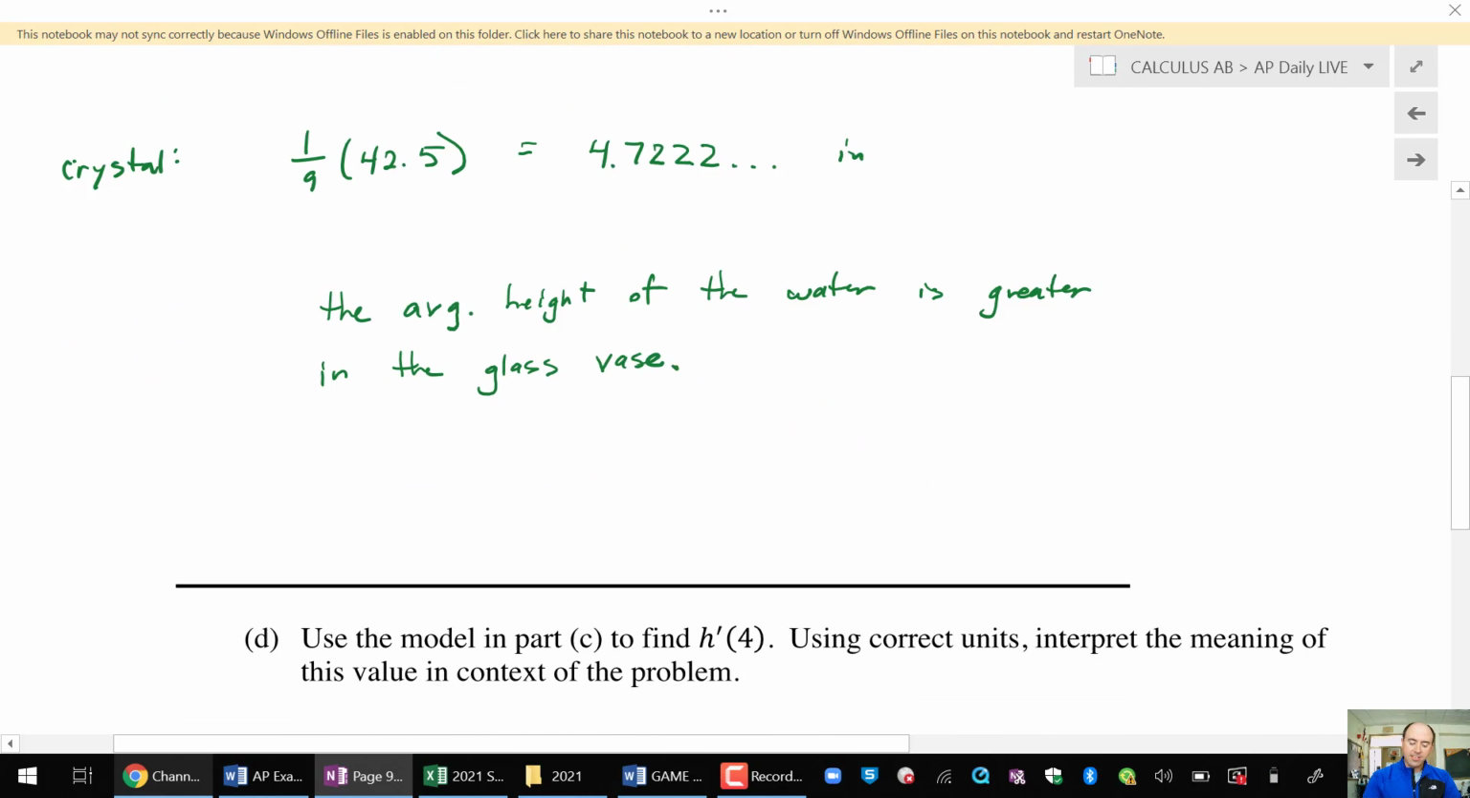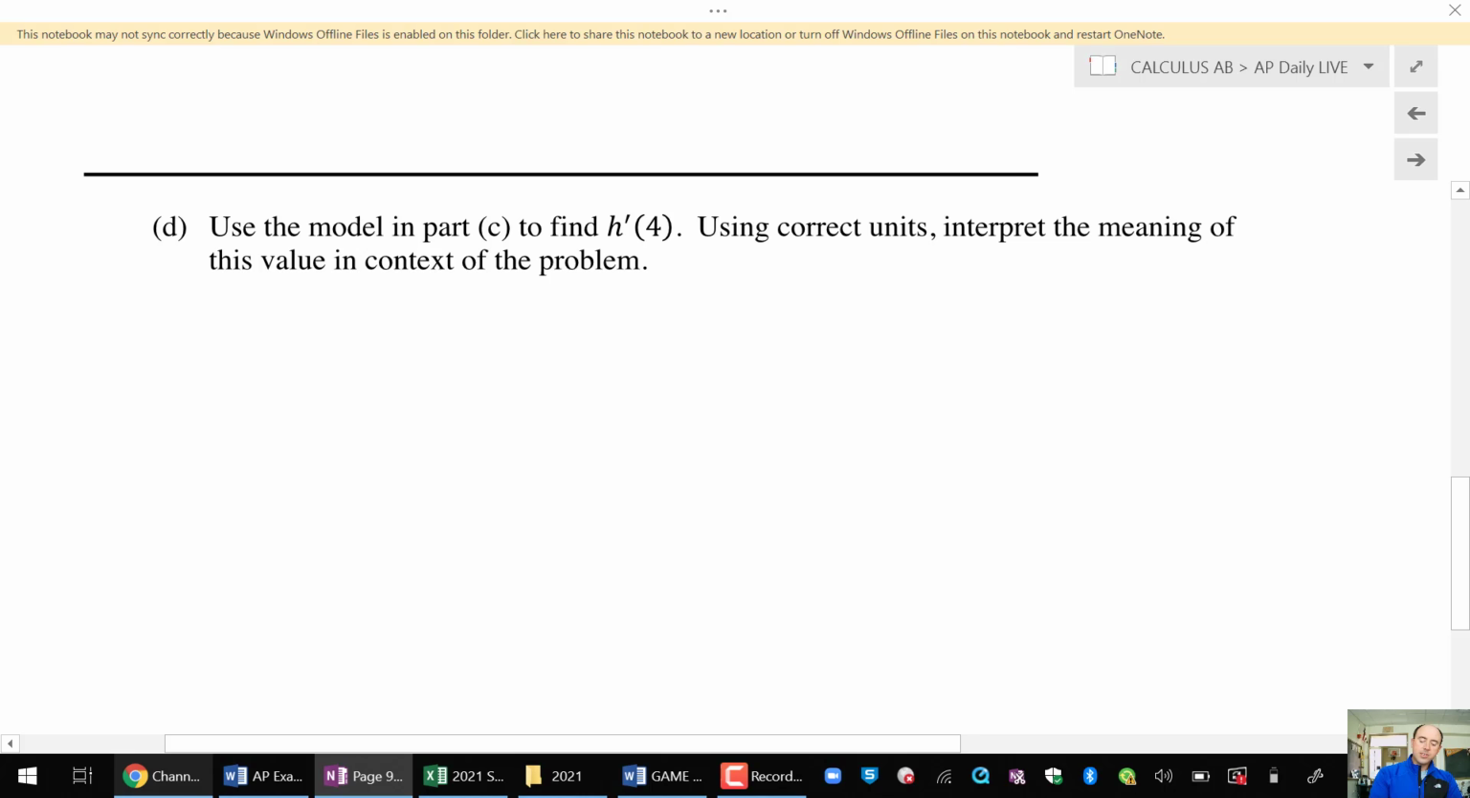And then letter D, last question here for this FRQ. It says using the model from part C, that's our function, h of t, find h prime of 4. So I'm going to use math 8 on the calculator for this, d dx. If you put in h of t, you can type that in y1. You can type it right there on the home screen, but we want to evaluate that at time 4. So when x equals 4. We're going to have 1.122, and the units will be inches per second.